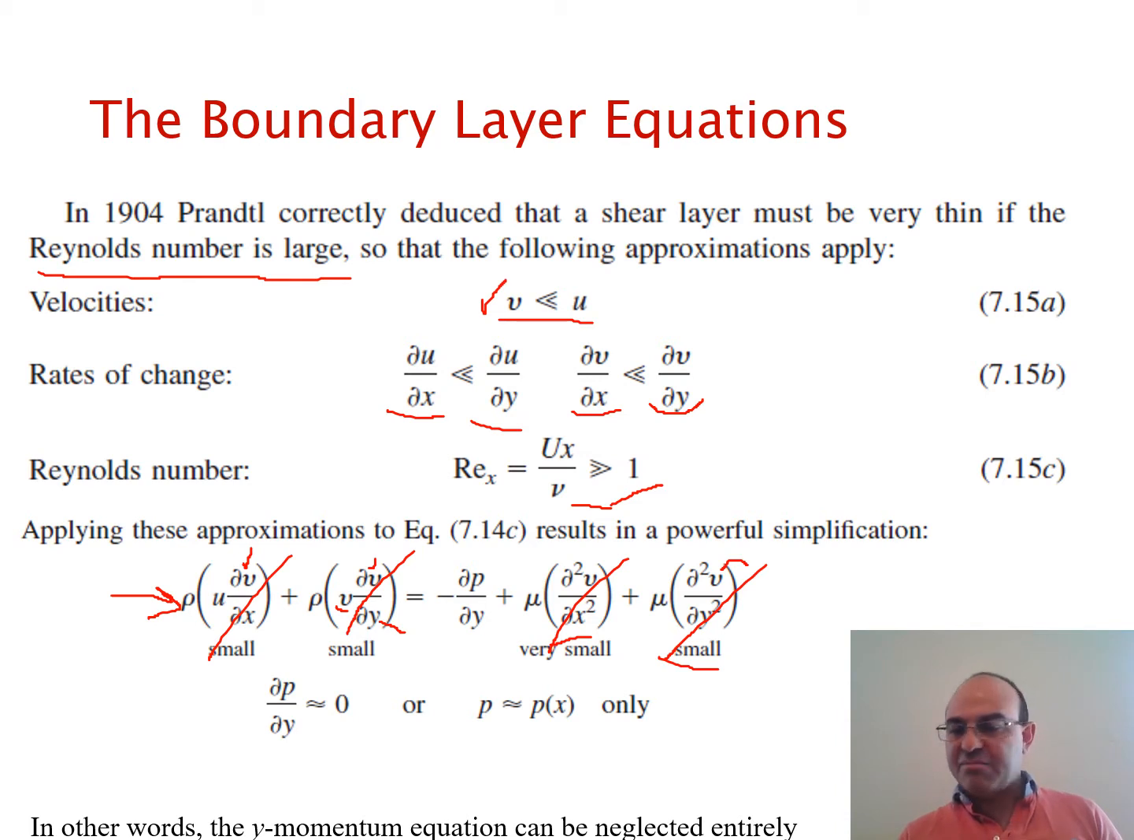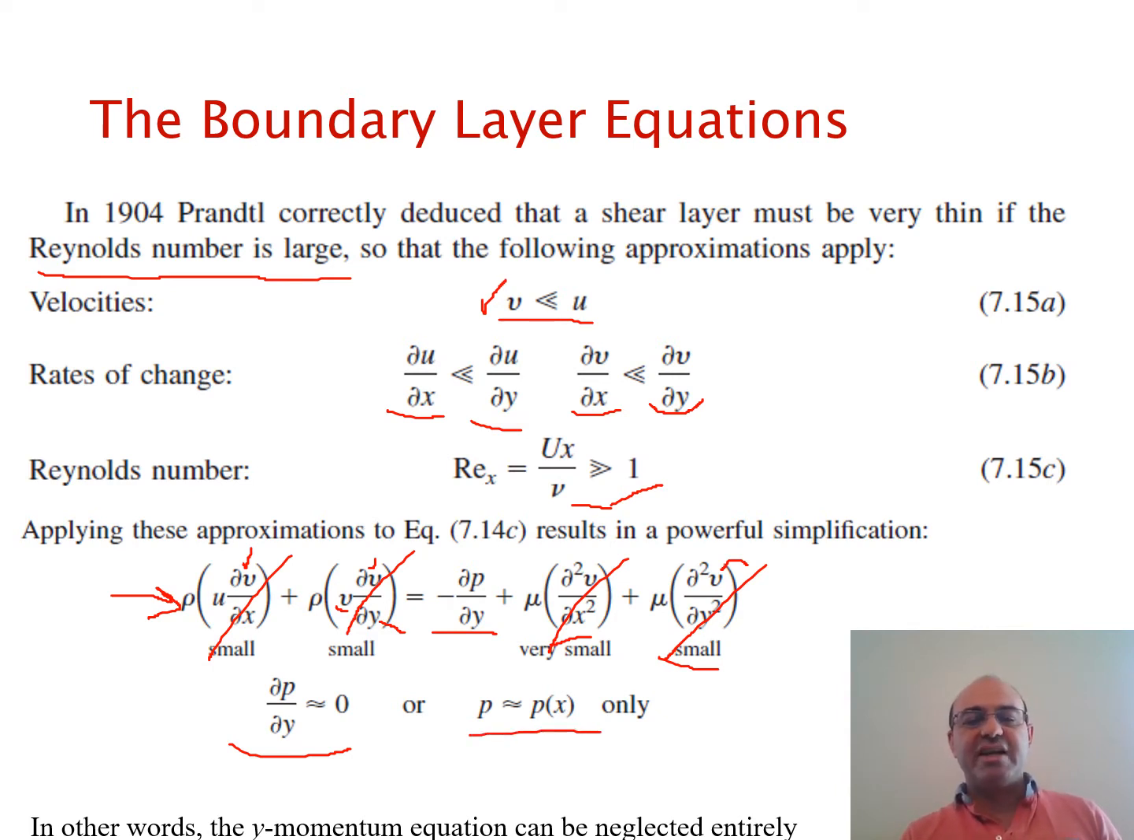Otherwise, they are comparable to each other, right? So we need to be careful about what we are talking about. These are small compared to the previous terms. So what you see here is dp/dy is therefore equal to 0, because if we neglect all other terms, the pressure does not change in y direction, so pressure is only a function of x.